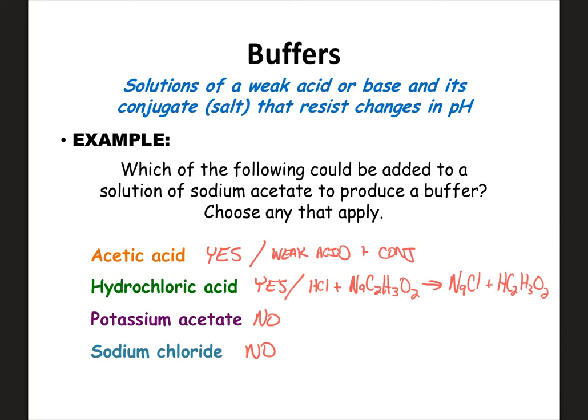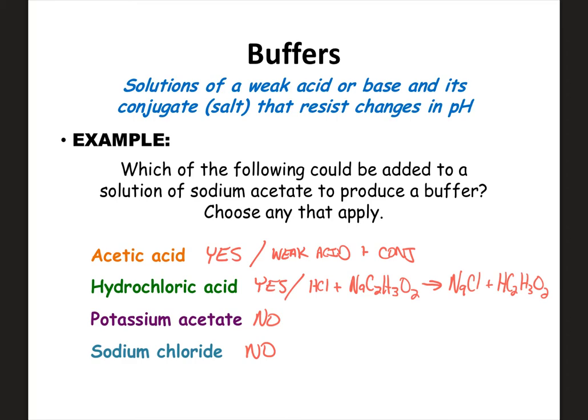So you formed the weak, and it would be in the presence of its conjugate. That's the definition of a buffer here. But the last two are both salts, and if you do the double replacement reaction, you'll quickly realize you get the same substances, the same salt. You don't get a weak and its conjugate.